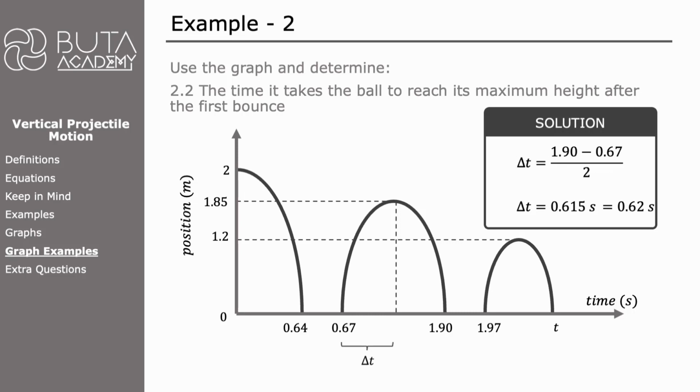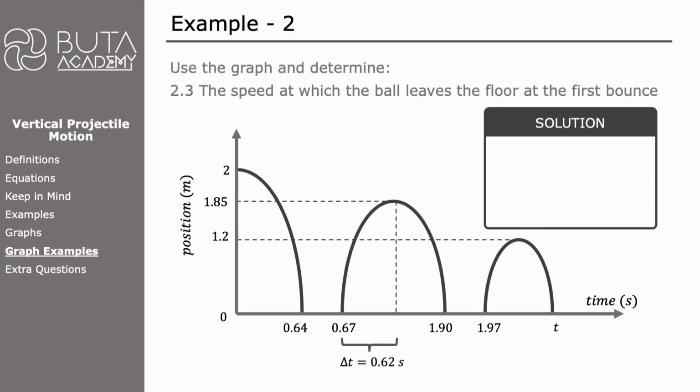In the third part of the question, we have to determine the speed at which the ball leaves the floor after the first bounce. We already know that the time it takes to reach the maximum height is 0.62 seconds and that the velocity at this point is equal to 0. Hence, we can use the formula v final is equal to v initial plus a times delta t to calculate the initial velocity. The final velocity is equal to 0 and gravitational acceleration is minus 9.8.